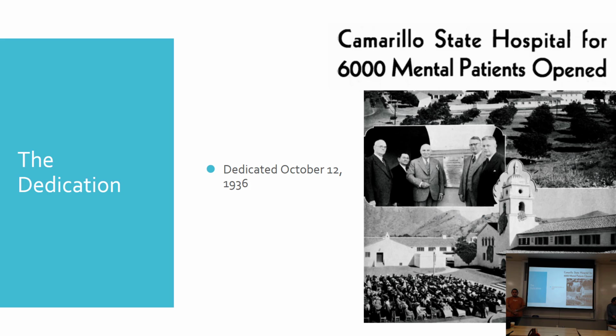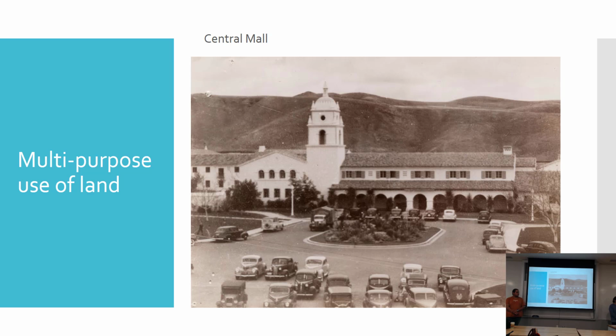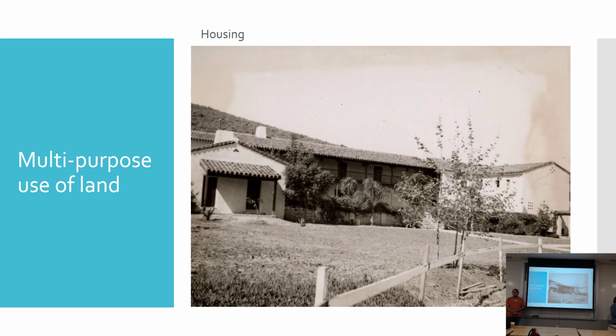Apart from being a hospital, it had several other uses while maintaining itself as a hospital. Central Mall was a landscaped area used for recreation by the patients. There was also housing for staff and nurses. Similar to us, while we operate as a school, we still have other land uses like housing and recreation. Something we don't have that they had was an operating dairy.